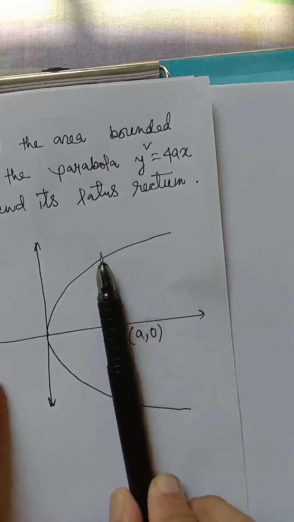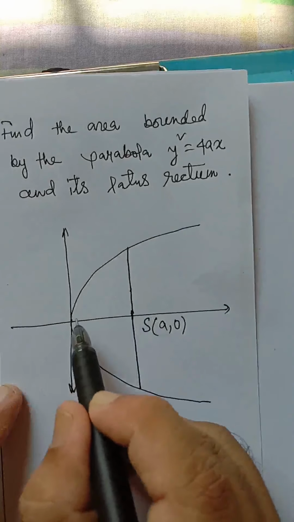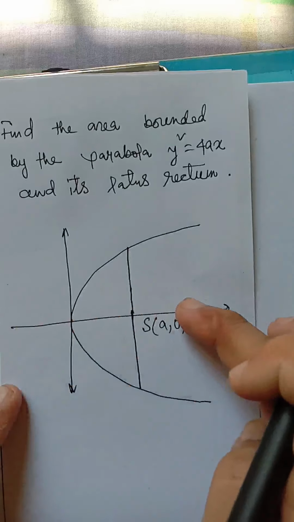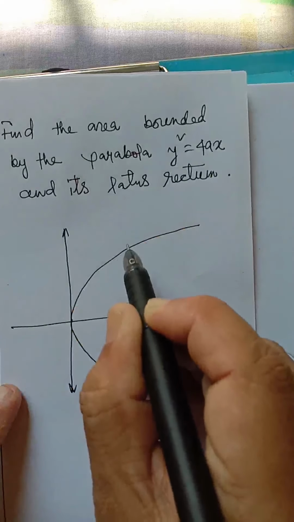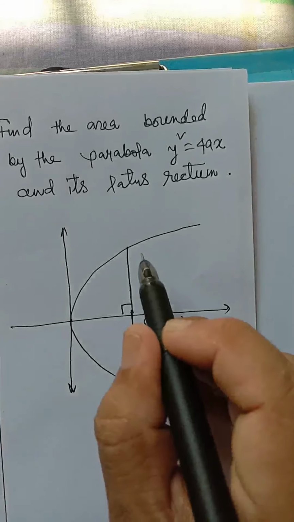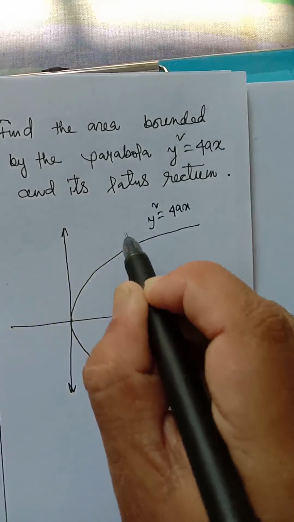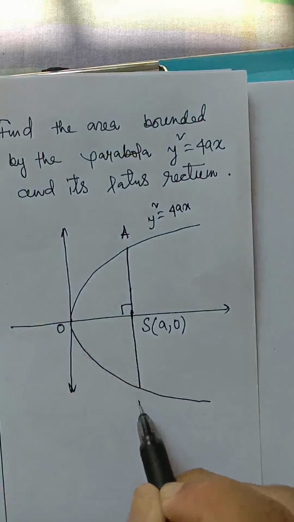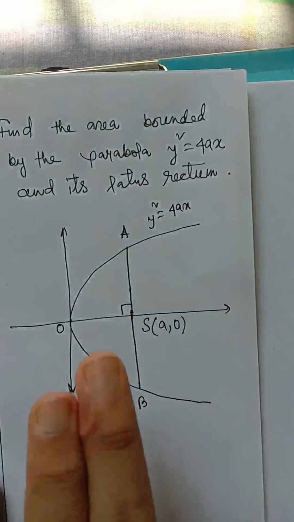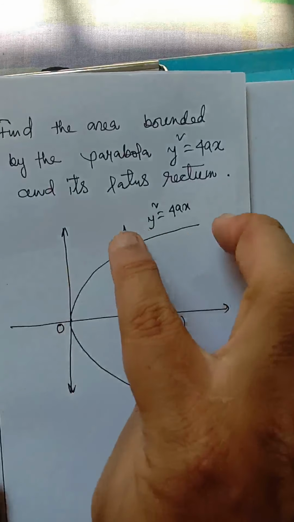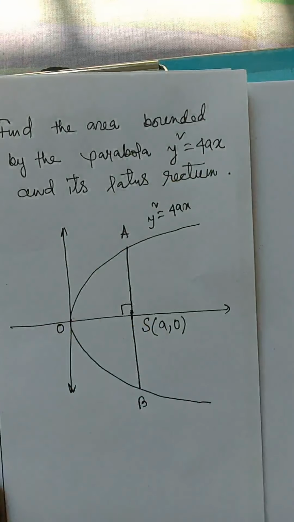The latus rectum is the chord which passes through the focus of the parabola and is perpendicular to the axis of the parabola. This line divides the parabola into two parts. This is the axis, and the latus rectum is perpendicular to the axis of the parabola, and it also passes through the focus. So what we have to find is the area of the region bounded by the parabola and its latus rectum. We have to find the area of this part, A, O, B, A.